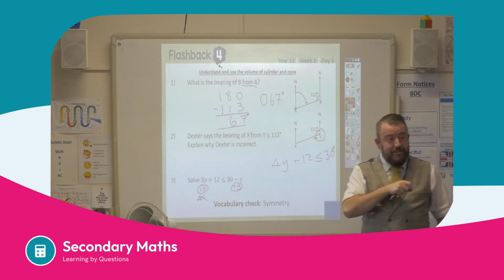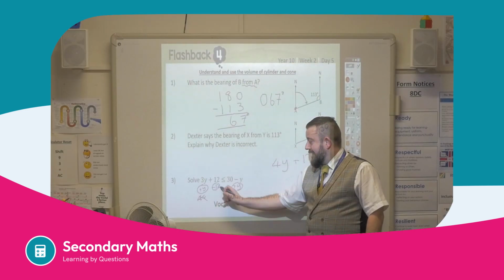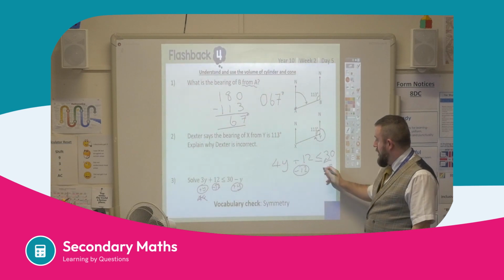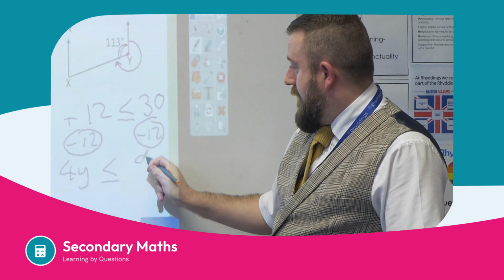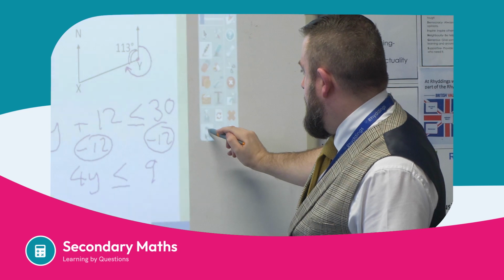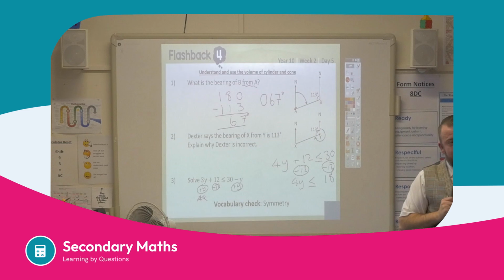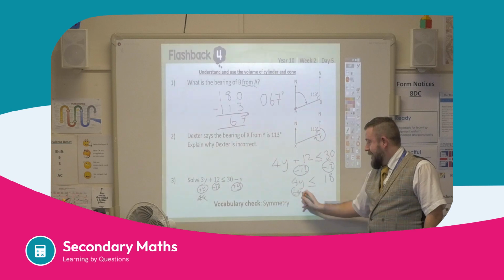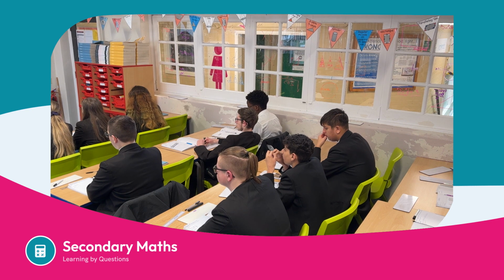Minus y, add y, takes us to 0. Do you want to carry on? And then we take away the 12 from this side. So take that 12, because I don't want to get rid of that one. Take that 12. 4y is less than or equal to 18. Sorry, 18. Then what do we do? Divide by 4, because 4 times y is less than or equal to 18. Divide by 4. Y is less than or equal to 4.5.